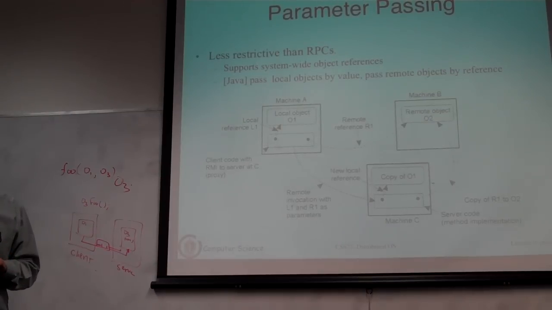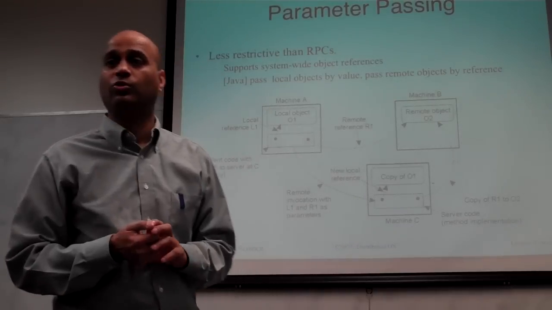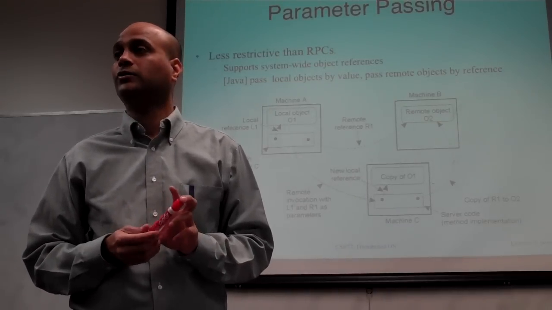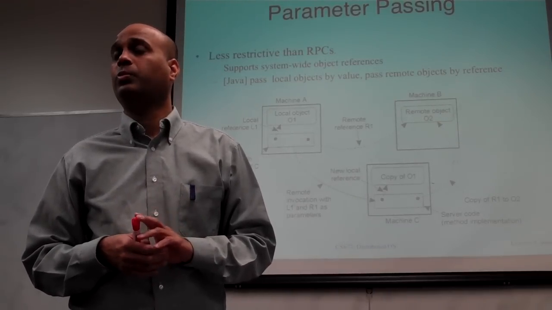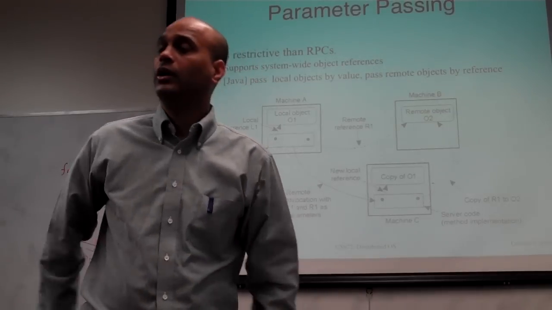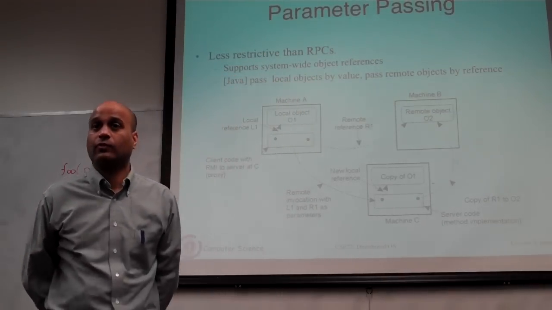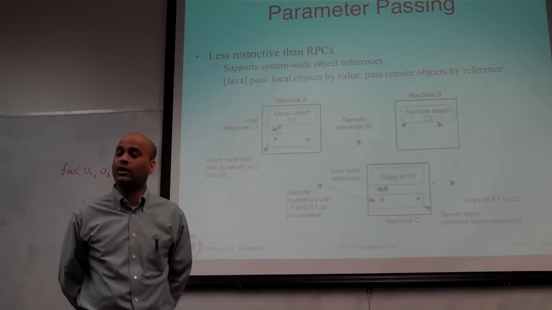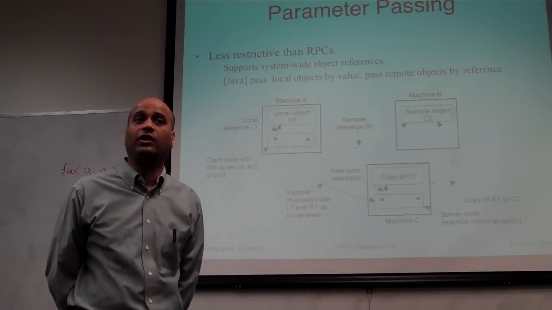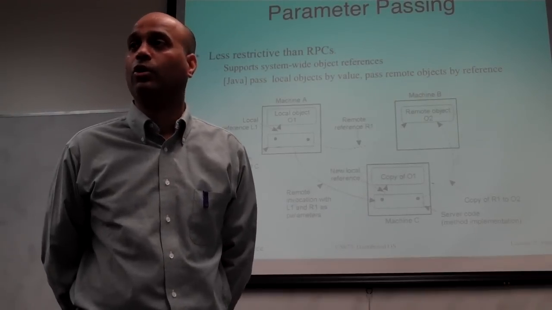Any other questions on this? So if you write labs using Java and use RMIs for instance, you can decide whether to pass by reference or pass local objects by value, and you pay different overheads depending on what you are doing. But you have more flexibility than RPCs. In RPCs, you will not have that flexibility. By default, any parameter you pass will be copied over.